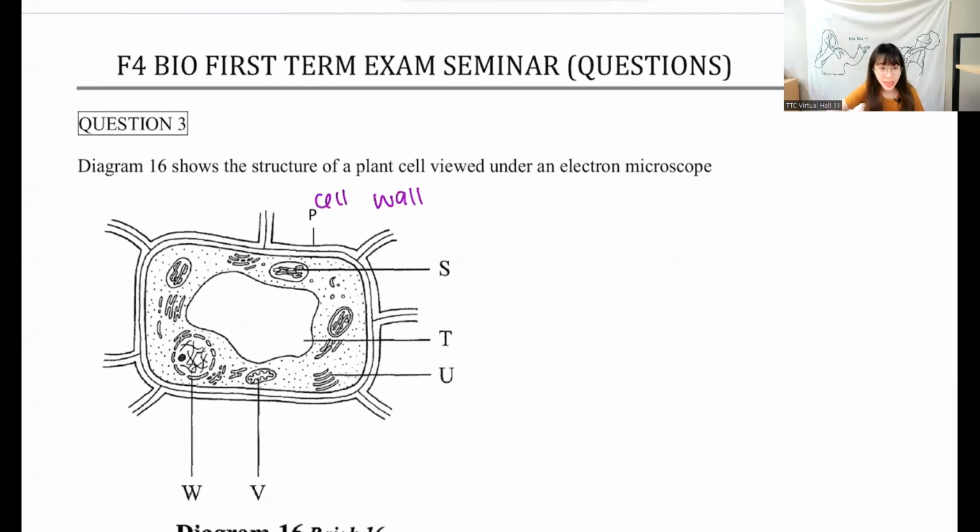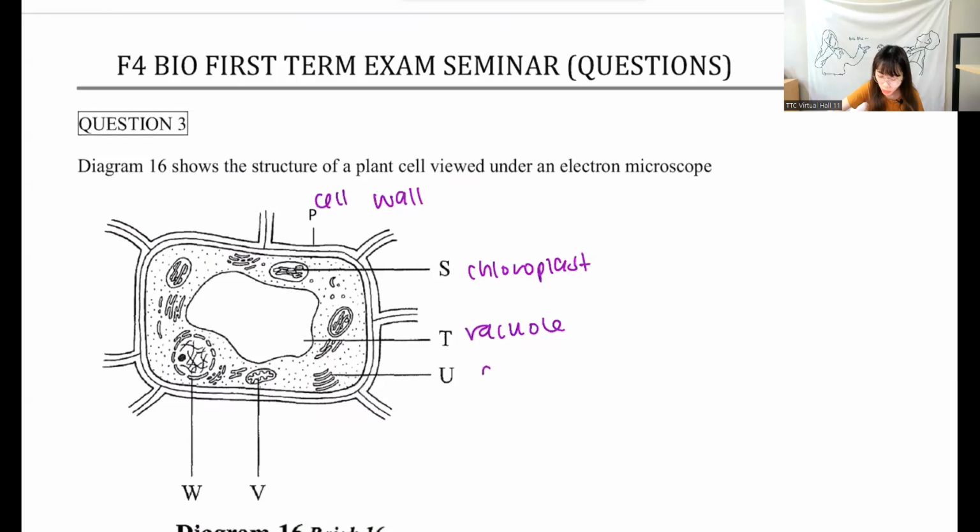Then what is S? S, can you see there's a lot of things inside. It's not like a cloud shape. So this is a chloroplast. Very good. It's not chlorophyll. Chlorophyll is inside. So this is chloroplast. And then T is the large vacuole. So this is a vacuole. Don't have to write large vacuole also, never mind. Vacuole is correct.